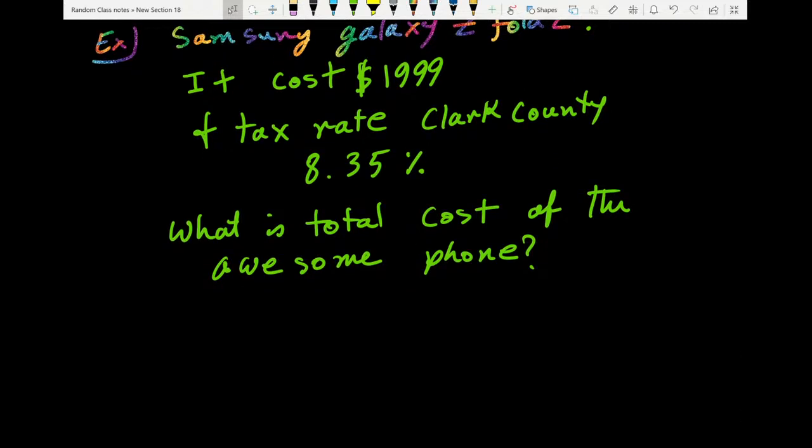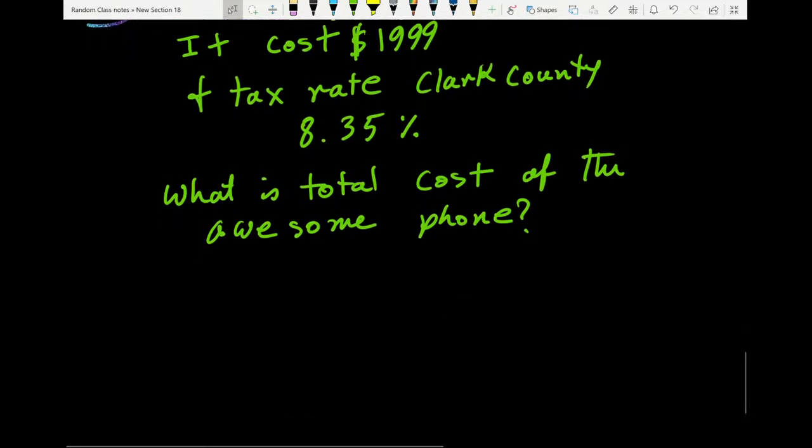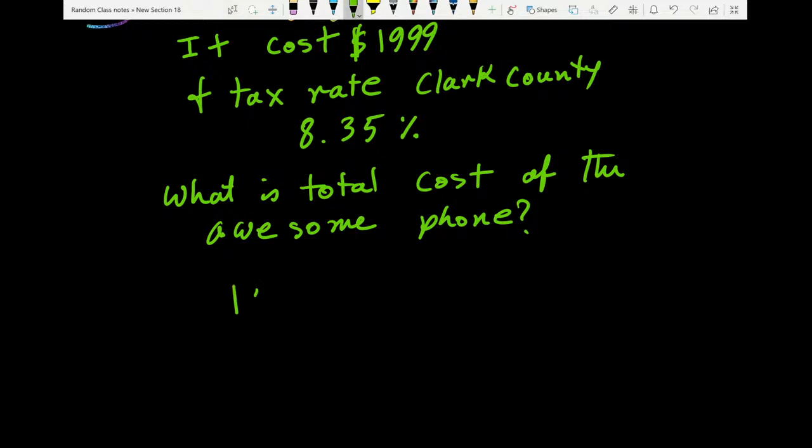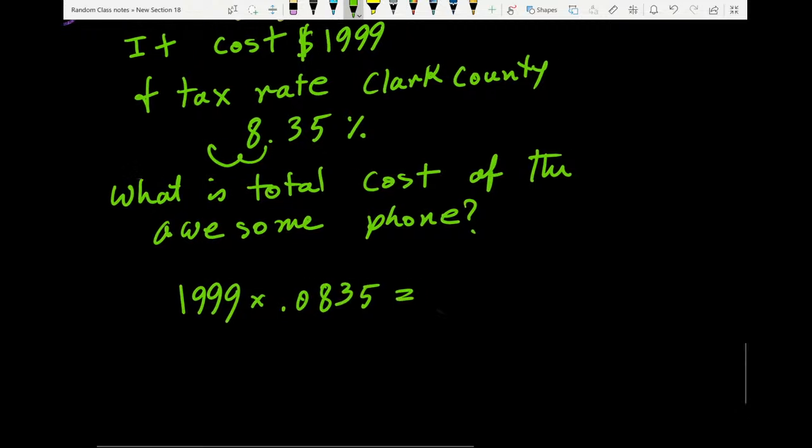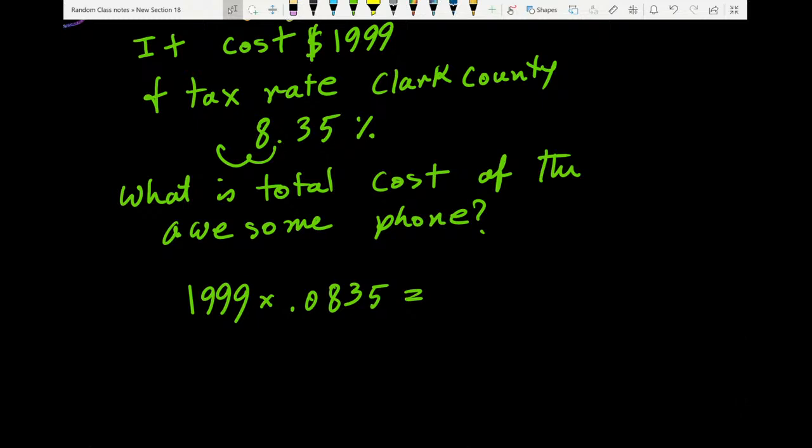We'll find out how much it will cost us to get this phone, given that you get only $1,400. All right, let's see. So again, it costs $1,199. Multiply, and again, you've got to move the decimal to the left. This will give you the tax of the phone, which is 166.9. And for money, we always round it to the cent.